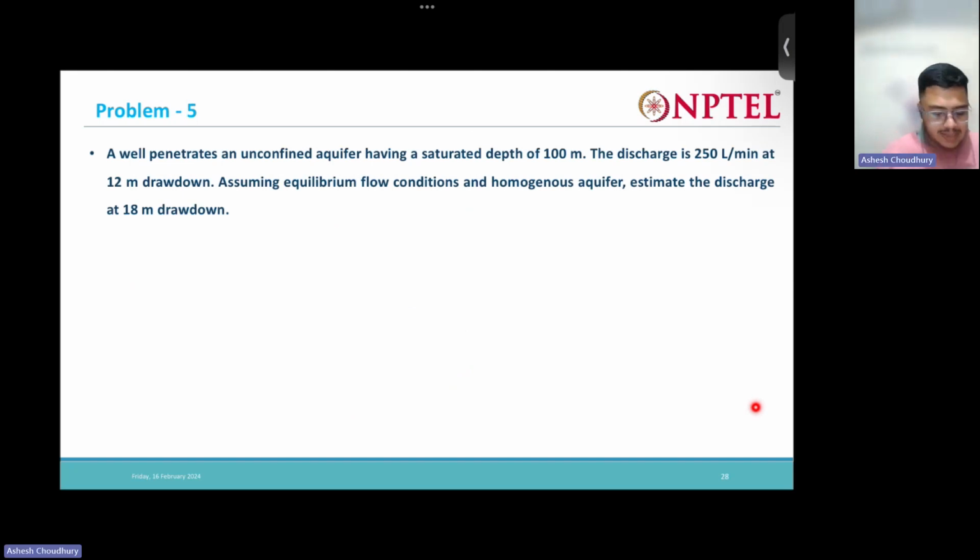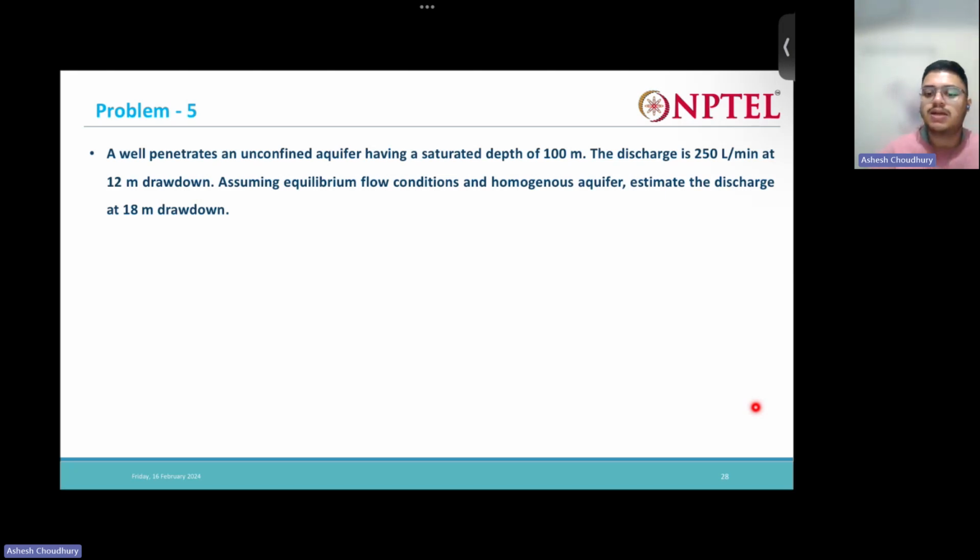Okay. Let us see this. A well penetrates an unconfined aquifer having a saturated depth of 100 meter. The discharge is 250 liter per minute at a 12 meter drawdown. Assuming equilibrium conditions and a homogeneous aquifer, estimate the discharge at 18 meter drawdown. So what is an aquifer?